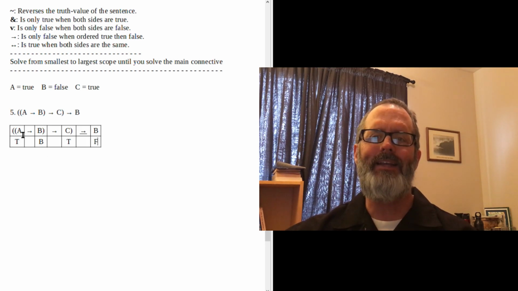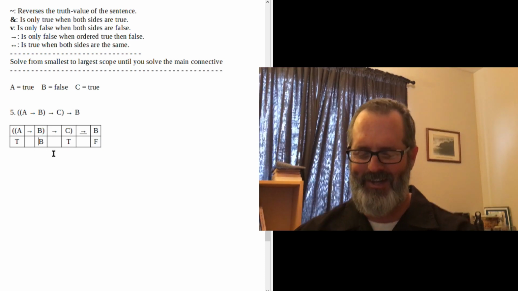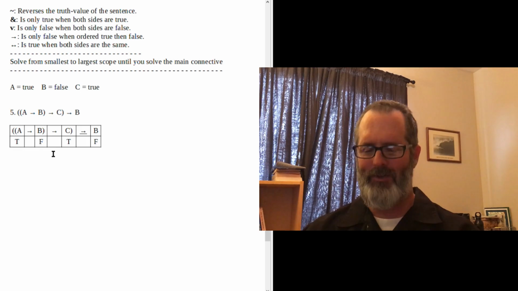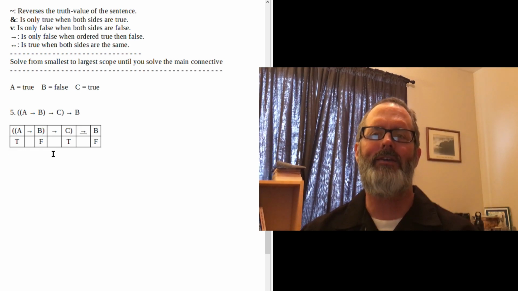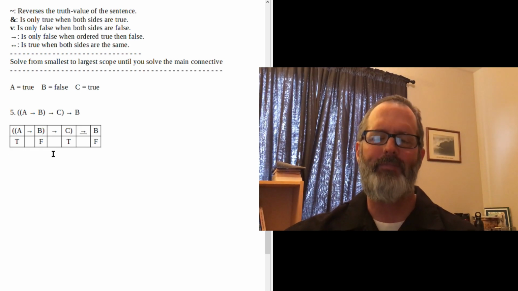I am comparing these two values in terms of my conditional value. A conditional is only false when ordered true then false. Oops, sorry, I meant to write a false. I wrote B. That was really stupid. Please forgive me. I hope you caught that.